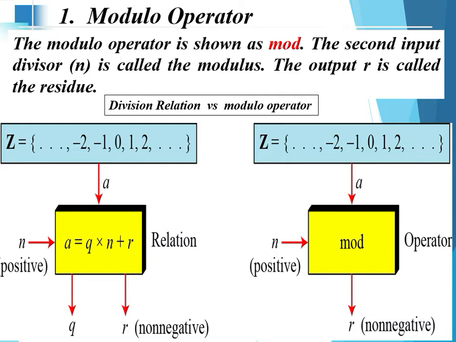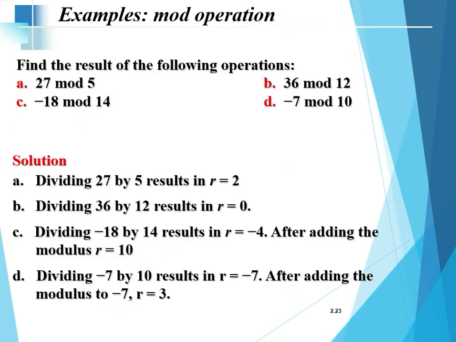Also, this figure shows the modulo operator, in other words, mod. It takes an integer a from the set Z and a positive modulus n. The operator creates a non-negative residue r. We will check some examples of modulo.